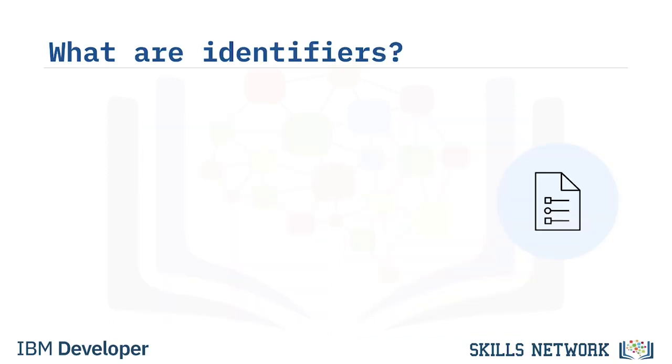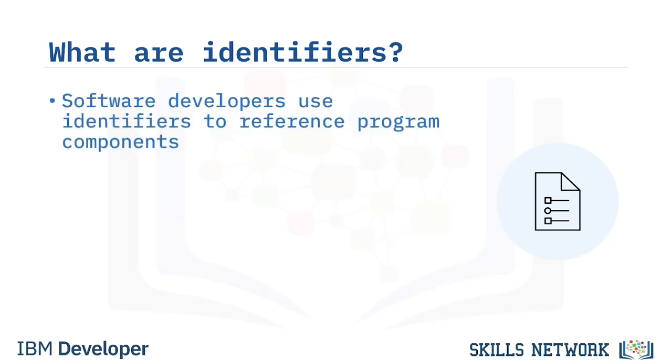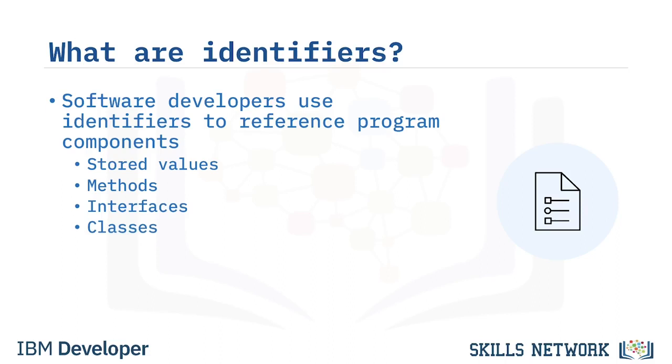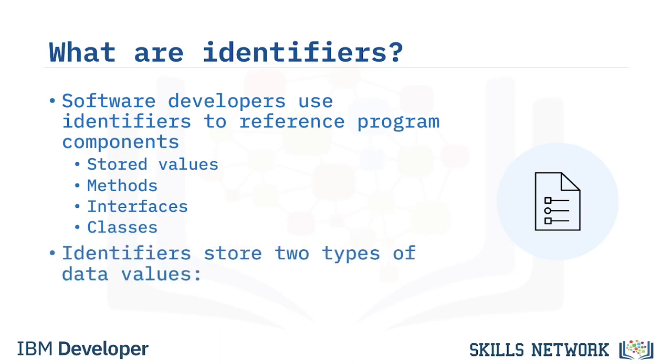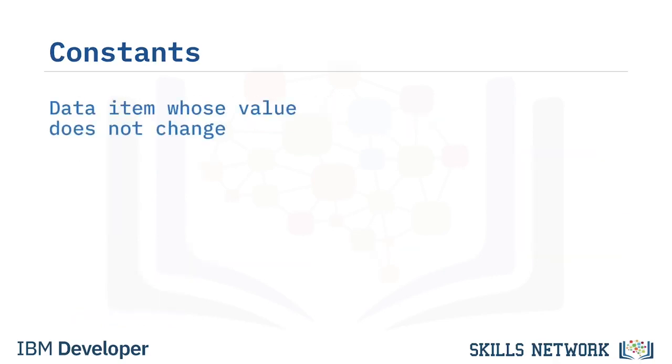To fully understand software programming, there are some fundamental programming concepts you need to know first. The first concepts you will look at are identifiers. Software developers use an identifier to reference a program component, such as a stored value, a method, an interface, or a class, by assigning a custom named label to it. If the identifier stores data, then the data values in the program can be one of two types, either a constant or a variable. A constant is a data item whose value does not change within a program.